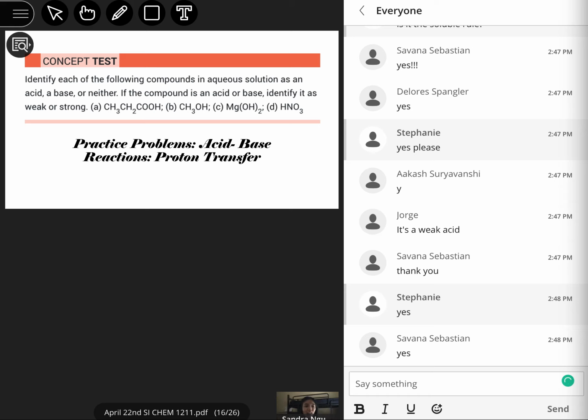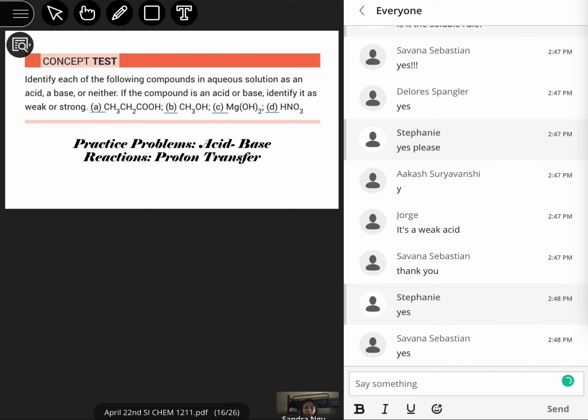So yeah, okay. And then this is a concept test. Identify each of the following compounds in an aqueous solution as either an acid, a base, or neither. So you're basically identifying acid or base, and is it weak or strong? Now we have B, C, and D. So A, CH3CH2COOH. Is that an acid or base, and is it weak or strong?